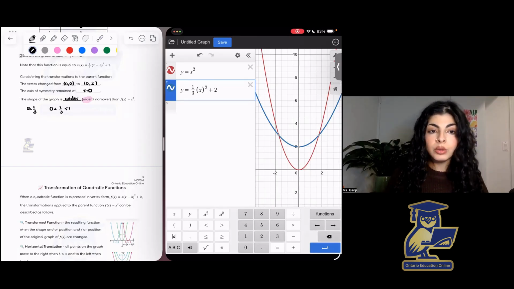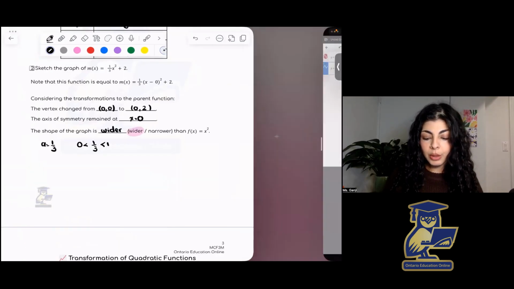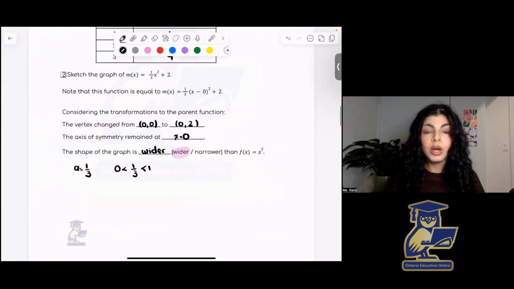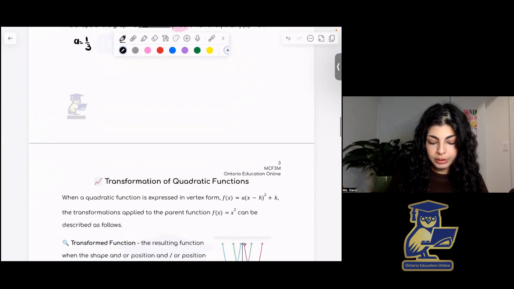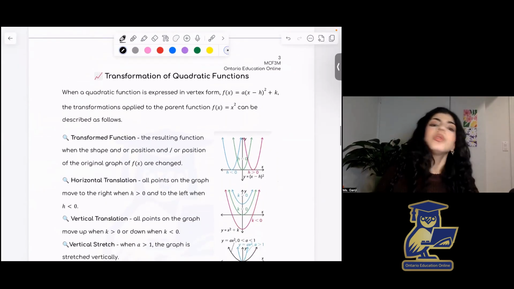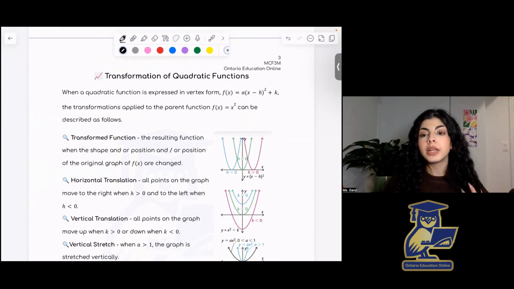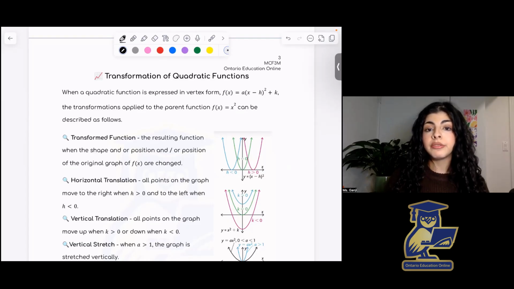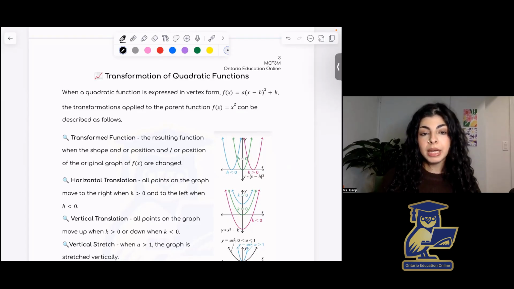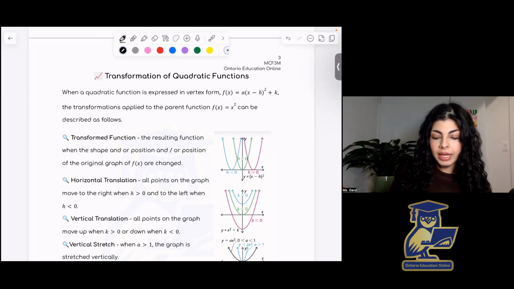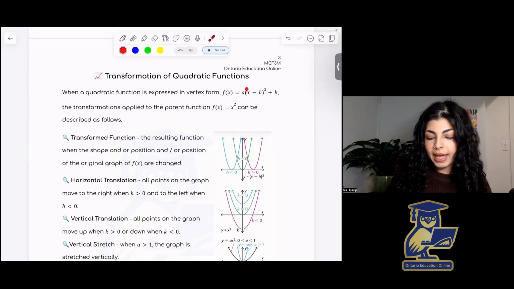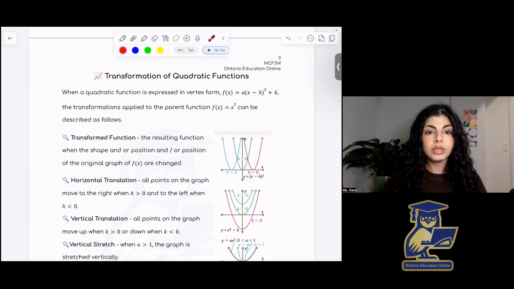And again, you can always use Desmos to double check, especially with transformations, just to get a visual comprehension. Desmos would be a really good tool to use. And now just putting all of that together, we're going to look at transformation of quadratic functions. So this page in particular is very helpful, and keep it as a cheat sheet for transformations of quadratic functions because it explains everything, and especially it explains a, h, and k and their roles with respect to transformations.